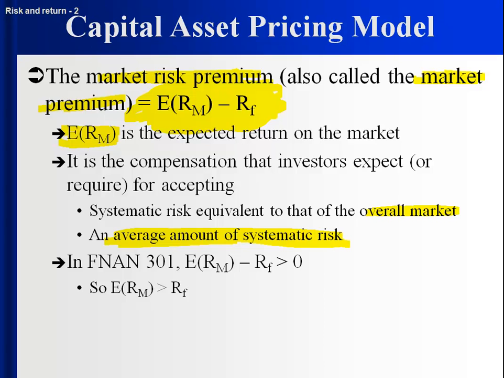We're always going to assume that the market premium is positive, that the expected return on the market is greater than the risk-free rate. So if you took on no risk, you would get that. If you invested in the market and took on an average amount of risk, you would get a higher expected return. If we didn't have that assumption, the world gets a lot more complicated. It doesn't make intuitive sense, and this makes intuitive sense. So this is the assumption we make.